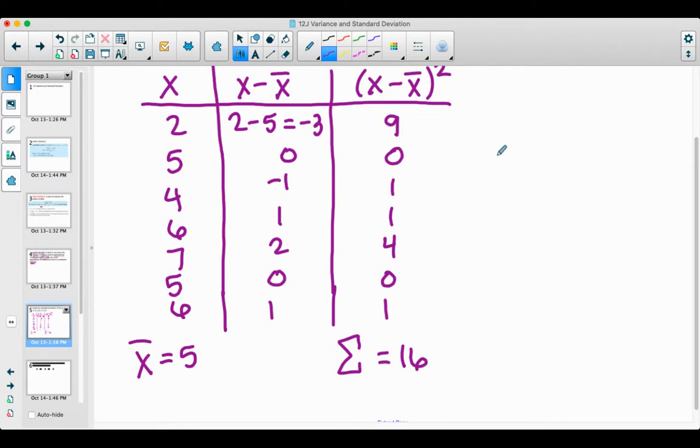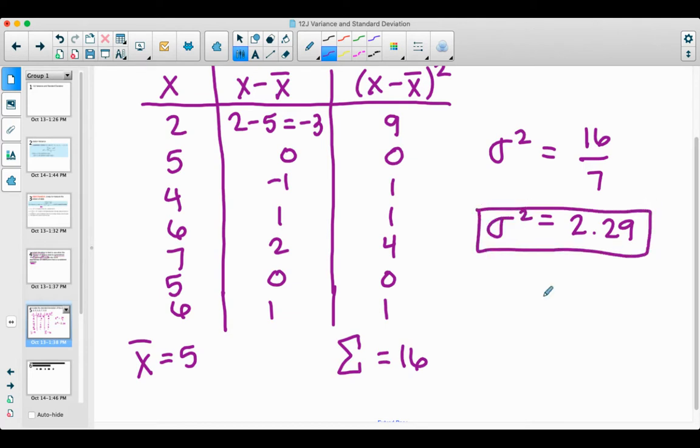To find our population variance, it's going to be the sum of that last column, 16, divided by the number of values we have, because it's really just finding an average of those squares. So we divide by 7, and rounded to 3 sig figs, we get 2.29. So our population variance is 2.29.